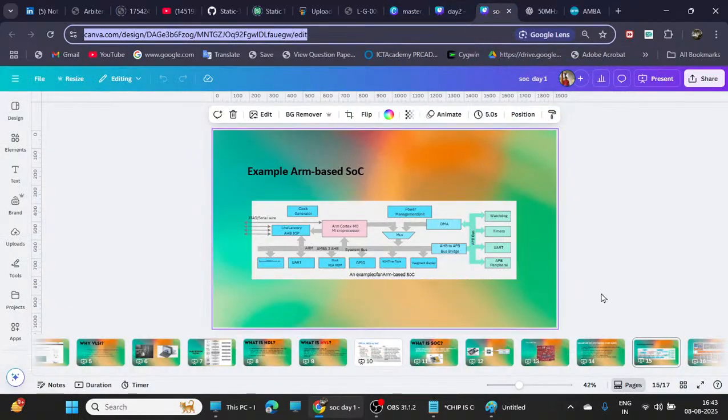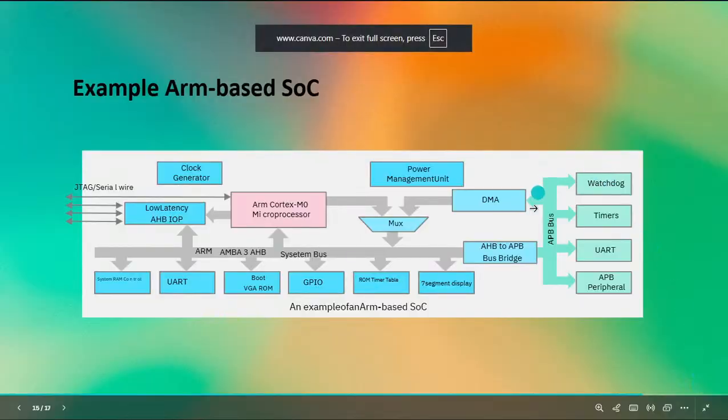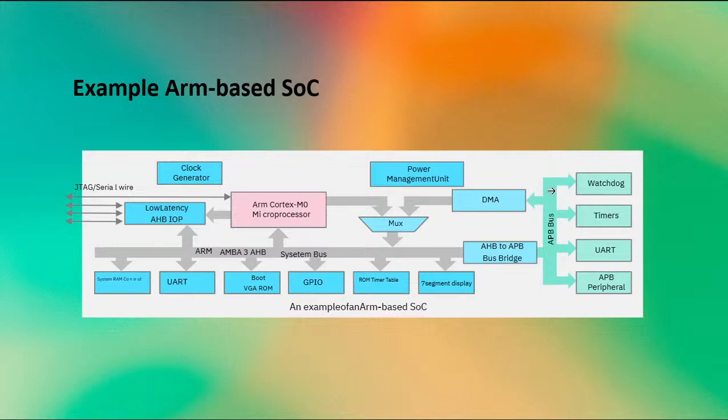I think you guys understand. We can see here APB, AHB, AXI, three kinds of protocols. APB is for peripheral interfacing, AHB is for high-performance, high-speed interfacing, and AXI is higher speed than AHB. So these are the high-speed protocols inside the chip.